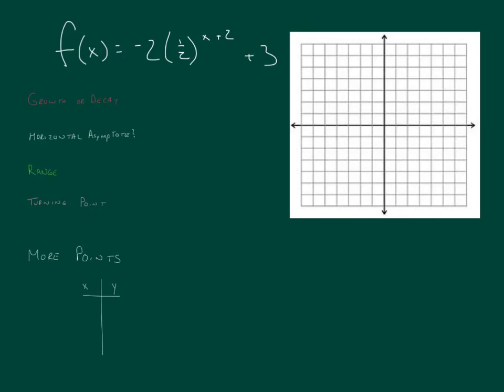This is our last example. We're going to go kind of quickly here. We only have a couple of minutes left that I can fit this in. Growth or decay, once again, we're between 0 and 1, so we are talking about something that is going to decay. Our horizontal asymptote, hopefully we're getting pretty good at this now, is just this number right out here. Our range is y compared to that number, and because it's a negative 2, it's going to be a less than.